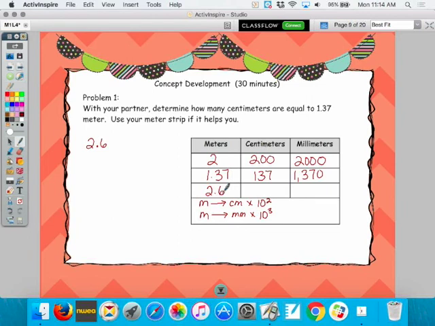Multiply means times, okay? 2.6, and I've got to figure out centimeters. So I go down here to my chart. When I'm going from meters to centimeters, and this is called renaming or converting, okay? What operation do I use? 10 to the second power. So write that down. Solve the problem.